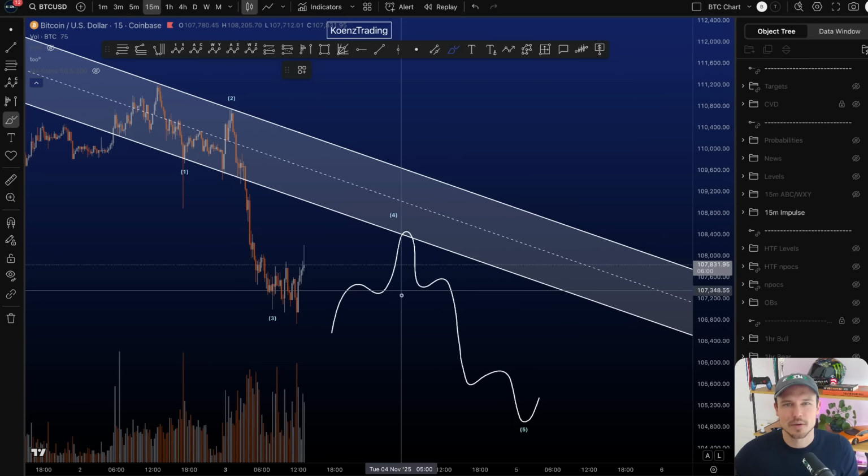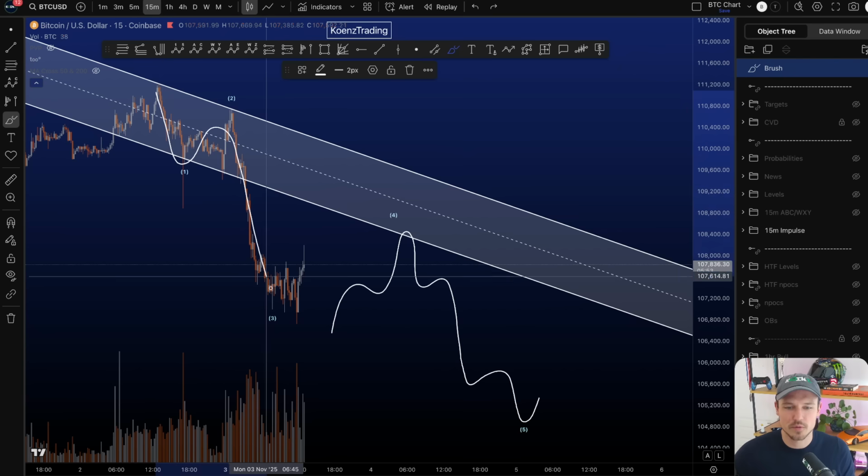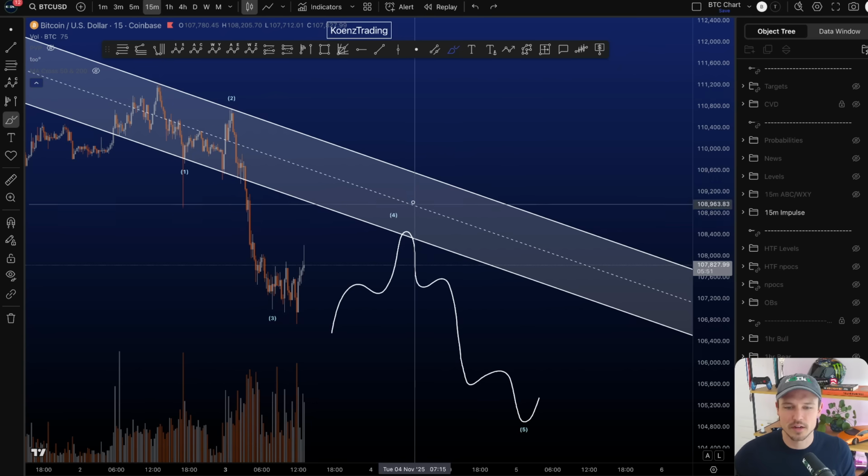Hi, let's cover my Elliott Wave analysis on Bitcoin on the 15-minute time frame, starting with this higher probability impulse to the downside labeled as a wave 1, 2, 3, 4, and a wave 5.